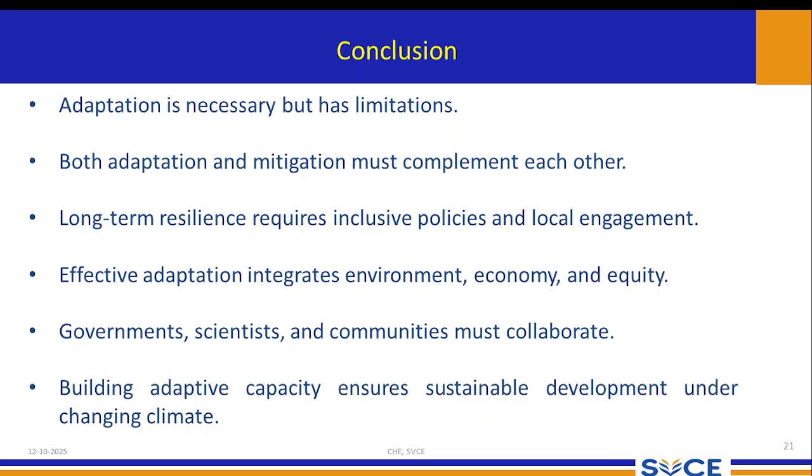Coming to the conclusion for the first part: adaptation is necessary but has limitations. Both adaptation and mitigation must complement each other. Long-term resilience requires inclusive policies and local engagement. Effective adaptation integrates environment, economy and equity. Governments, scientists and communities must collaborate. Building adaptive capacity ensures sustainable development under a changing climate.